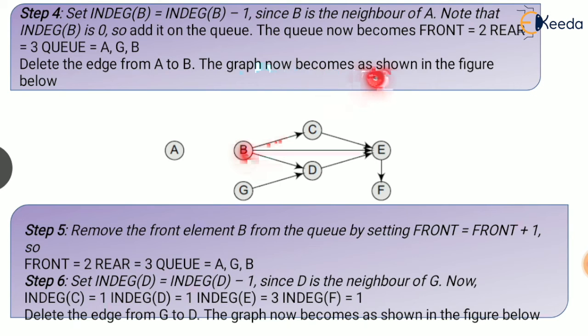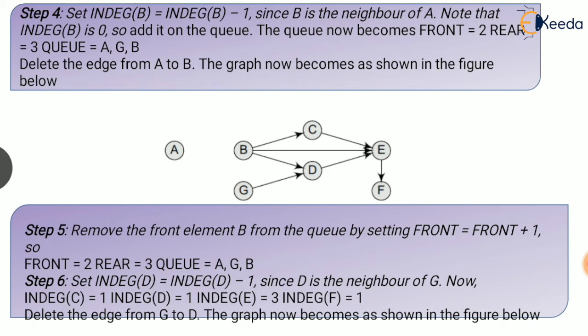Now the graph becomes as shown in the figure. There is no edge from A to B, and there was no edge from A to G previously, so only this edge is removed. Remove the front element from the queue by setting front equal to front plus 1. So front is incremented again, front is equal to 2, rear is equal to 3, and the queue consists of 3 elements, that is A, G and B.